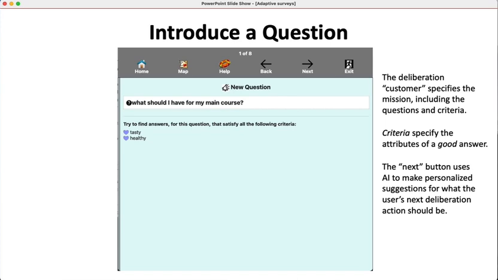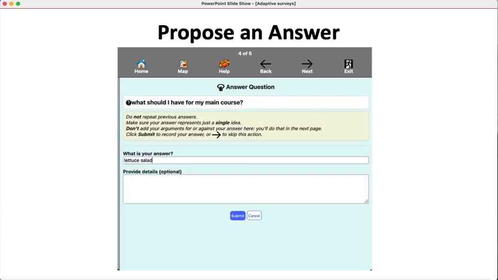And then you'll see that in the upper right, there's a right arrow labeled Next. The Next button makes use of AI tools to make personalized suggestions for which that particular user's next deliberation action should be. So, it will depend on what the map needs as well as what the user's skills have been shown to be from previous uses of the tool. So when a person sees a screen, they've processed what's in it, they click the next button. And in this case, it'll bring them to a screen which asks them to propose an answer to that question.